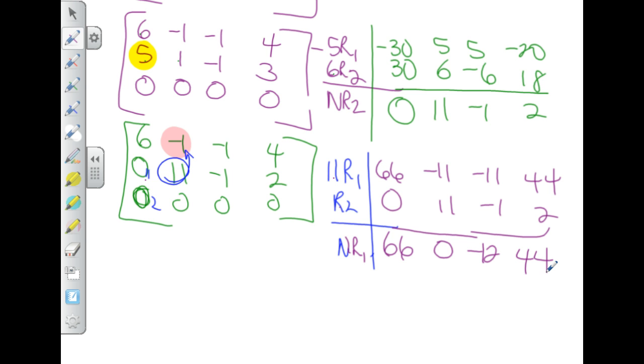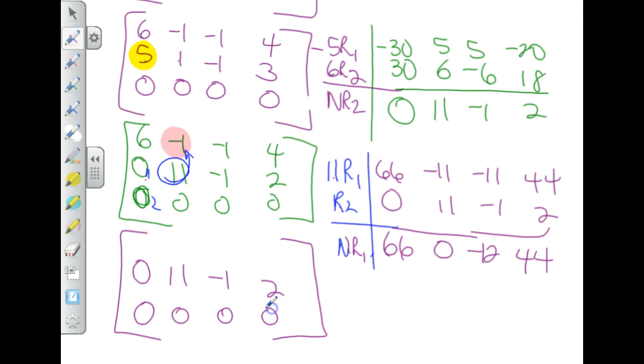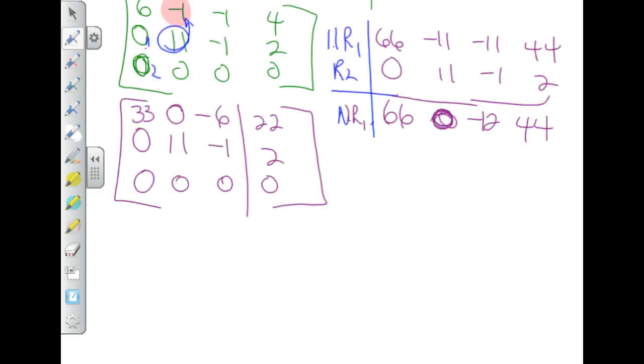Looks like I can simplify this row. So instead of transferring, remember the only row that's changing is the row that I'm changing. So this 0, 11, negative 1, 2 stays the same. This 0, 0, 0, 0 stays the same. And hopefully I have a 0 here, which I do. But instead of bringing over the 66, 12, and 44, looks like I could divide everything through by 2 at least. So 33, negative 6, and 22. So I'm going to stop here and see if I can just write the final solution because the video is getting kind of long.